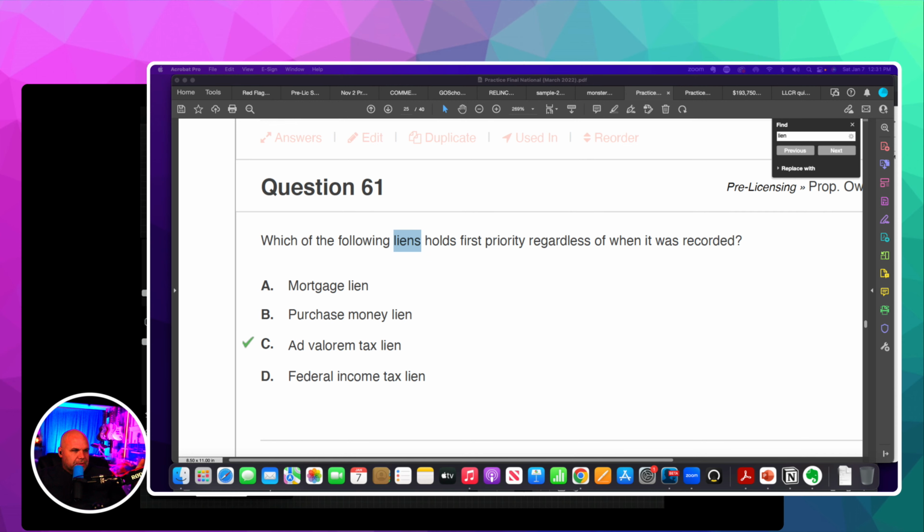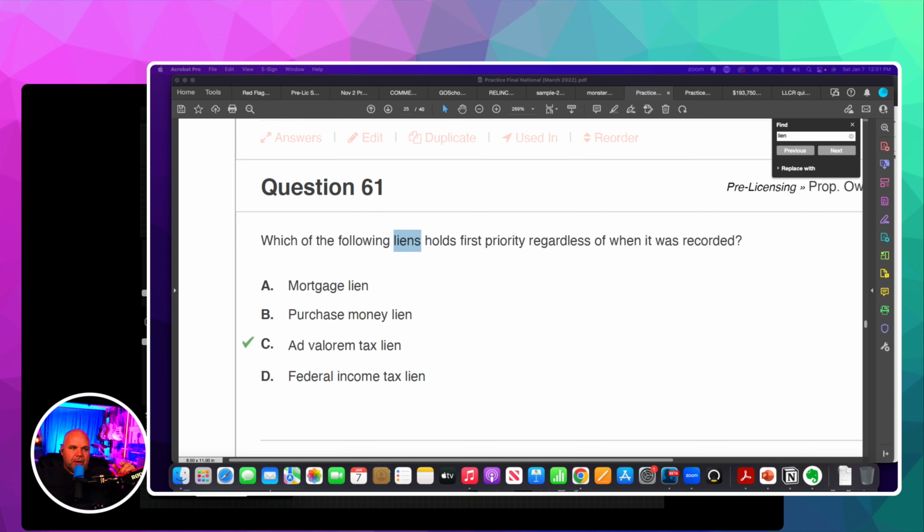Which of the following liens holds first priority regardless of when it was recorded? The only time that recordation matters is after the tax and special assessments have been handled. If there's a tax lien, that's always first. Property tax liens are always first. Special assessments by the government are always number 2. Everything else is in order of when it was recorded.